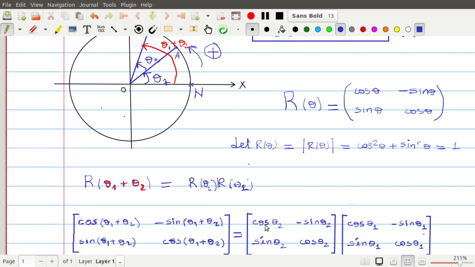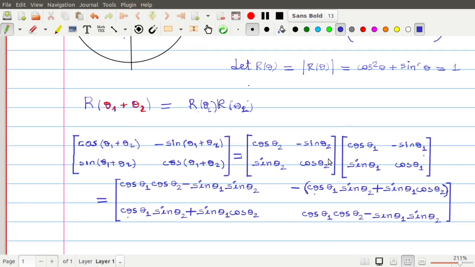The next thing to do is to perform this matrix multiplication. For the first entry, first row, first column, we take the first row of the left-hand side matrix, multiplied by the first column of the right-hand side matrix. So this is what we are performing.